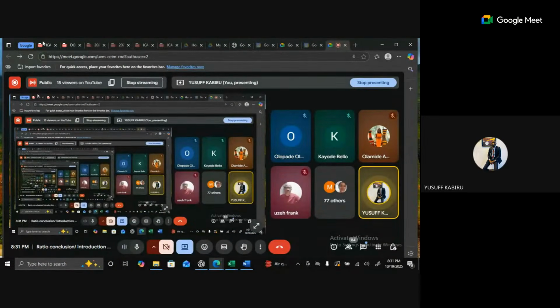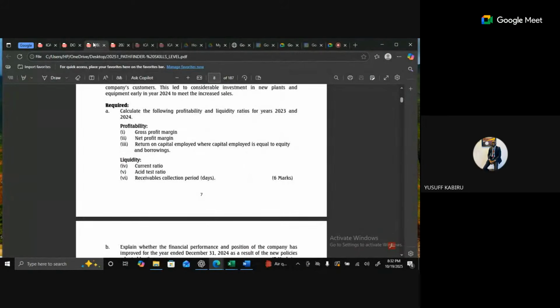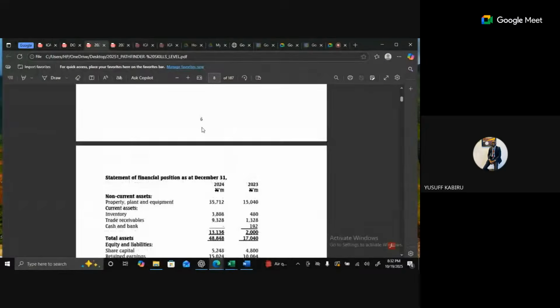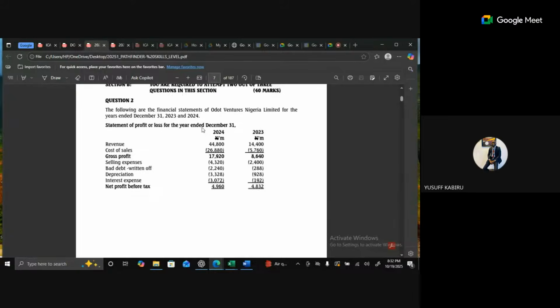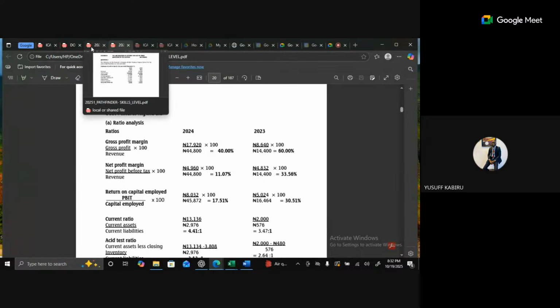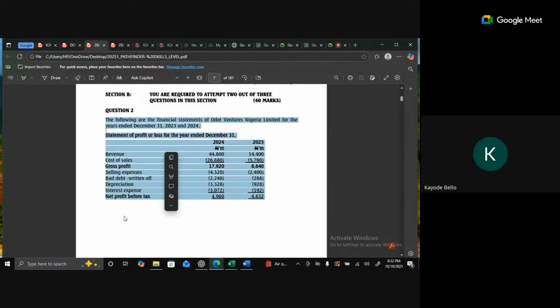Yeah, so let's move on to the question I want us to look at. No, this is not it. I think this is it. This is the question. What I did was open the question on this side and the solution on this side so that we can look at them side by side. This is how ratio questions come, right?